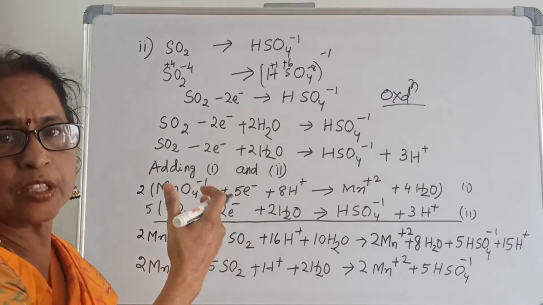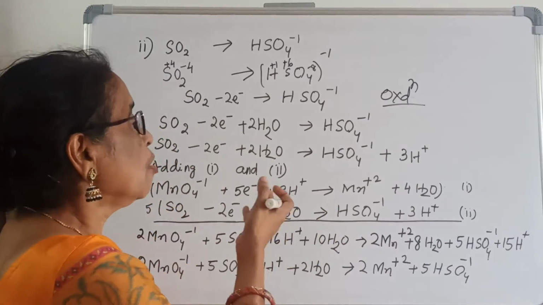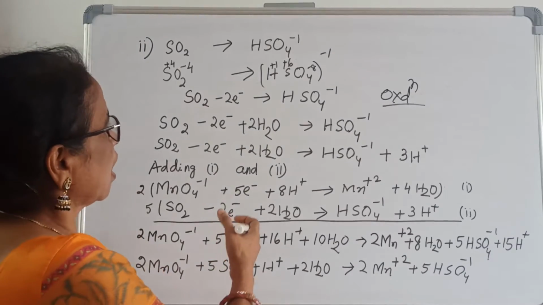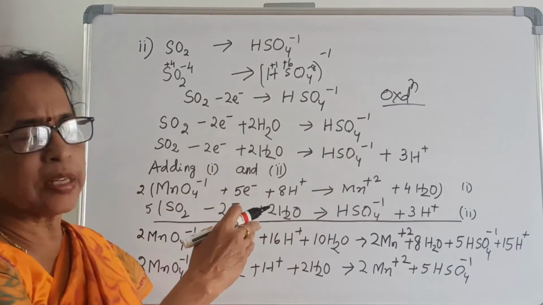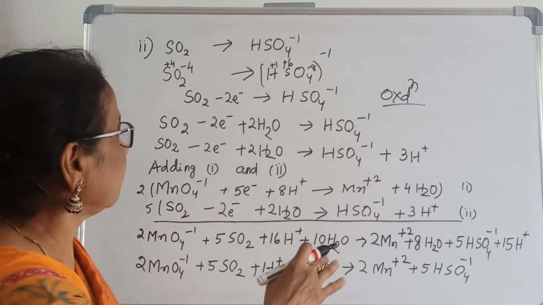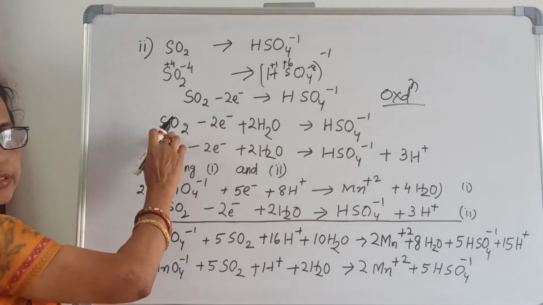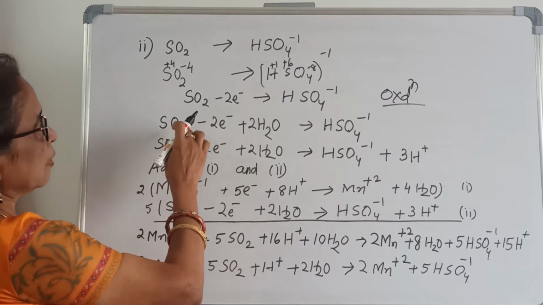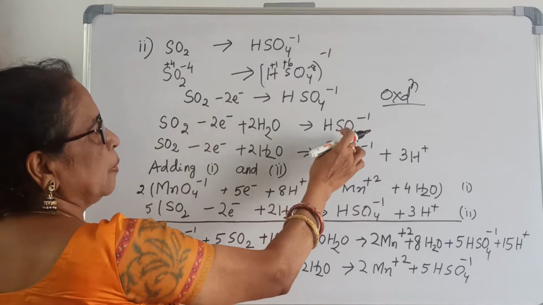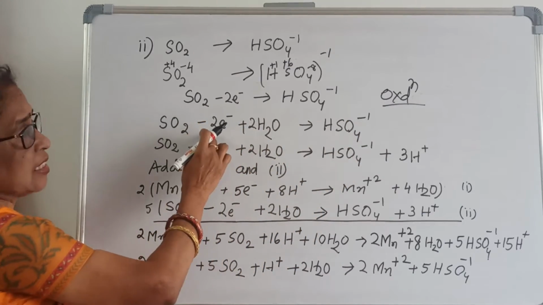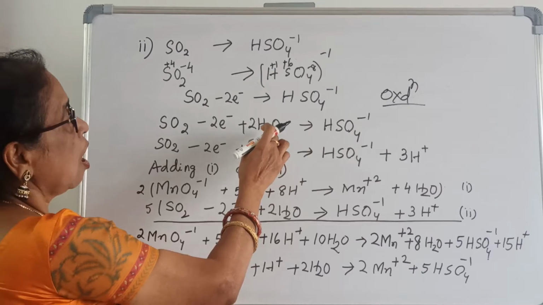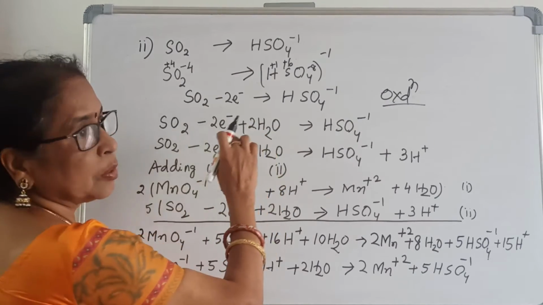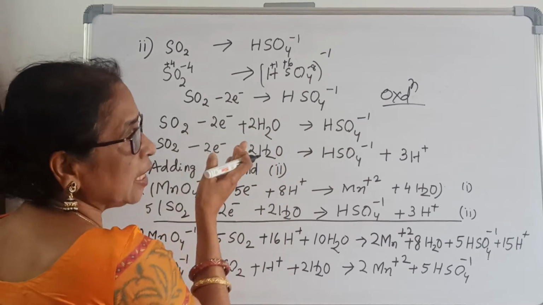Now what is our duty? Sulfur is already balanced, so we will check the balancing of oxygen. On the product side there are 4 oxygen, and on the reactant side 2 oxygen. That means there is a deficiency of 2 oxygen on the reactant side. That is why you will put 2 water on the reactant side.